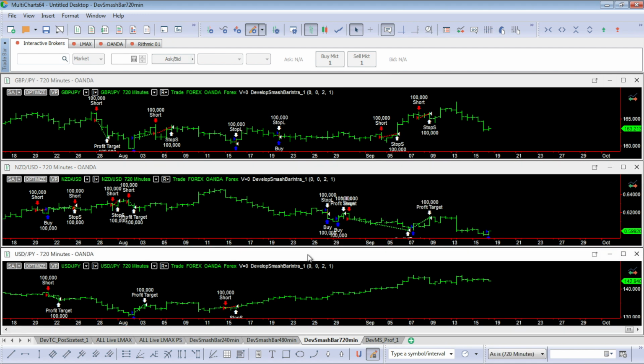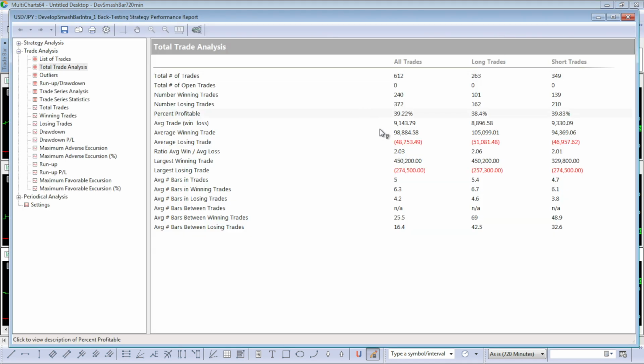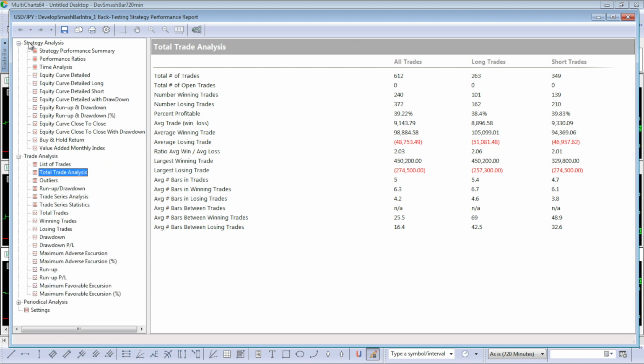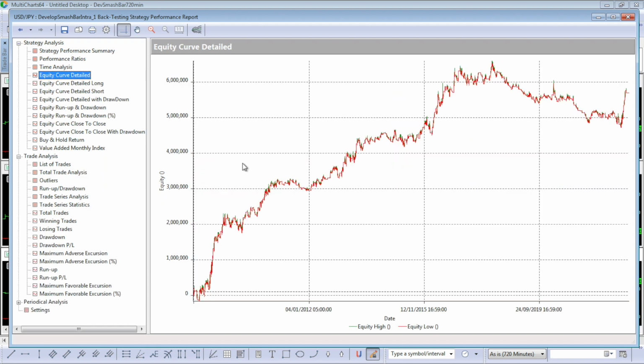And lastly, we're looking at US dollar, Japanese yen on the 12-hour chart. Average trade just over 9,000, that's not bad. Equity curve was nice up until about the beginning of 2008, and then it just sort of stopped working. The behaviour changed somewhat for some reason.